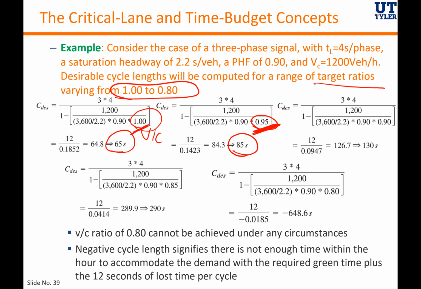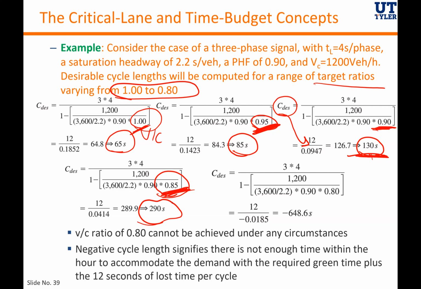How about if someone wants to be more conservative and says, you know what, instead of 95%, why not 90%? At 90%, you're going to end up now with a cycle length of 130 seconds. You may say, okay, so what? That's fine. How about 85% V over C? At 85%, now we're going to end up with a 290 second desirable cycle length. Now you're going to have lots of disappointed people.